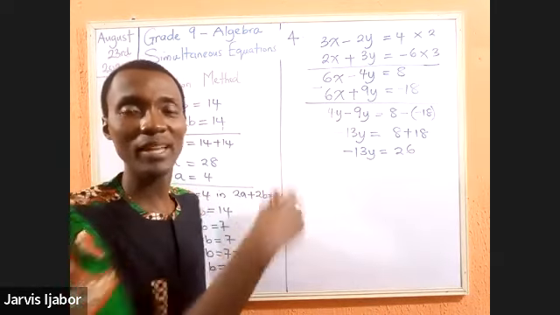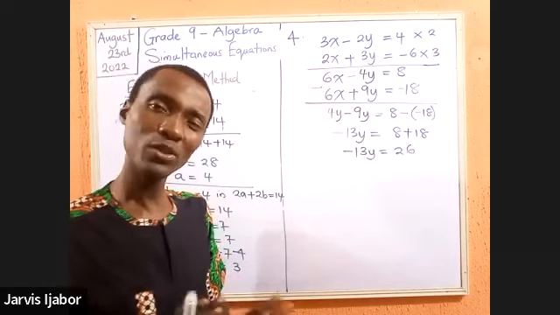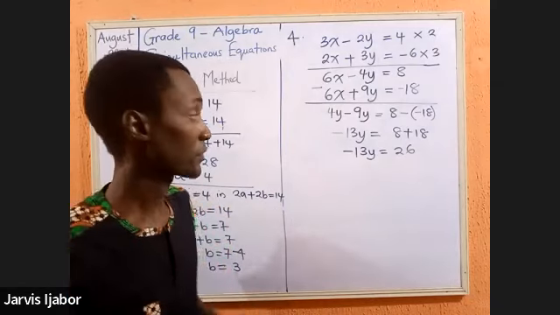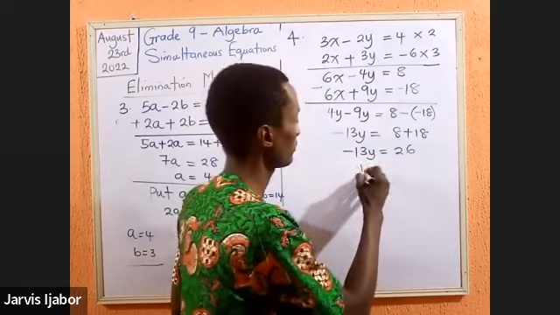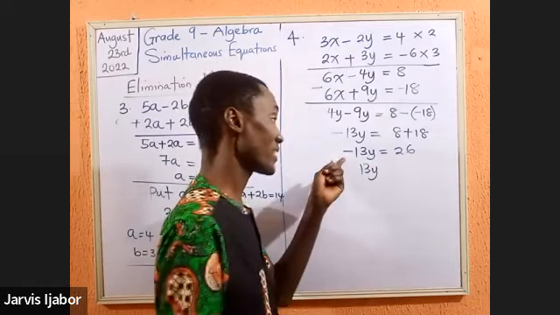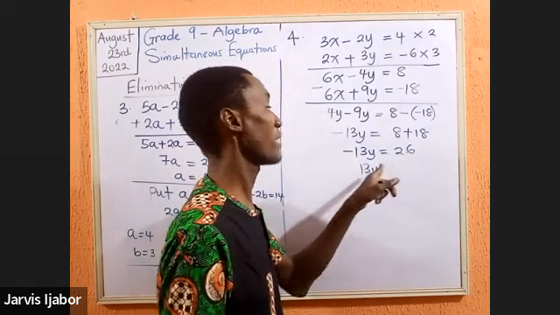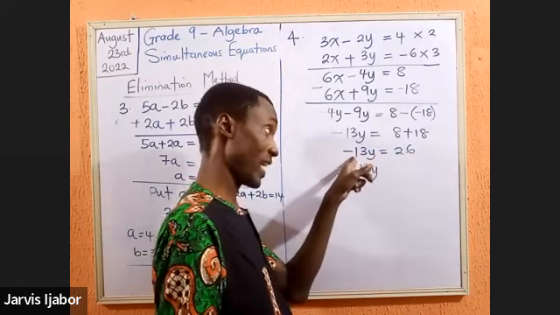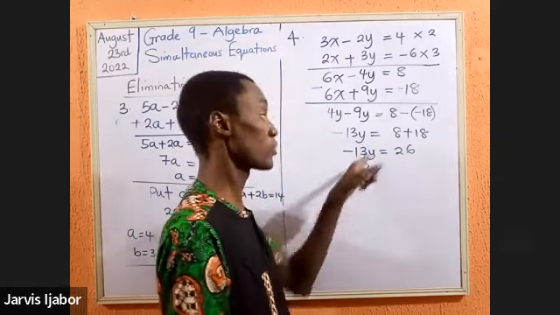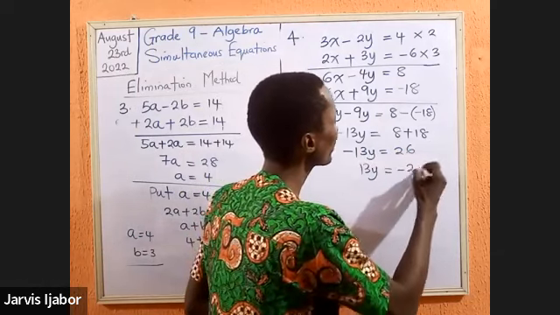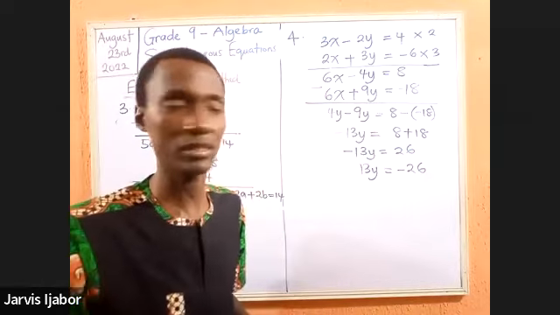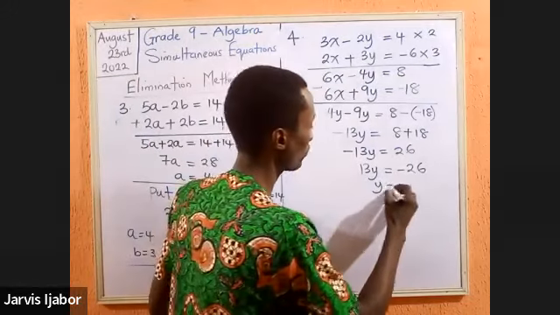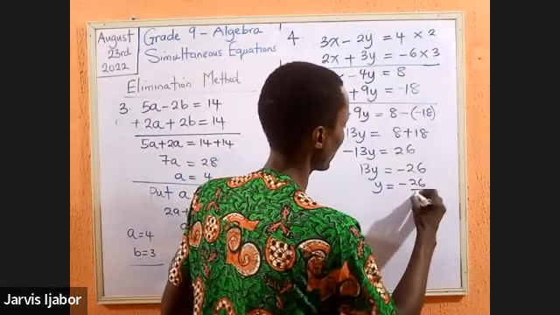Sometimes we just say divide by negative 13. I'm usually not comfortable with that. If my bad side is equal to your good side, it means that my good side must be equal to your bad side. So quickly swap that. It's not a very good practice to be dividing by a negative. So that means that y will be equal to negative 26 divided by 13.